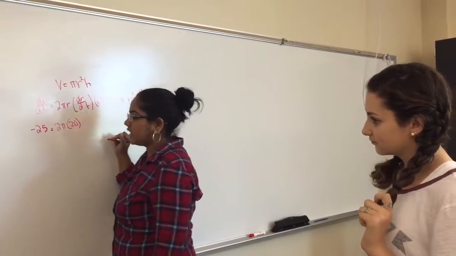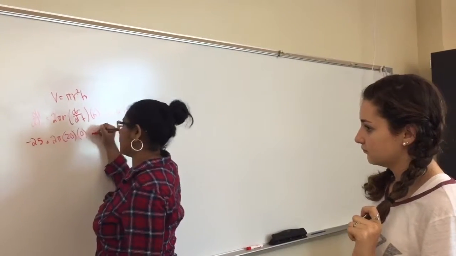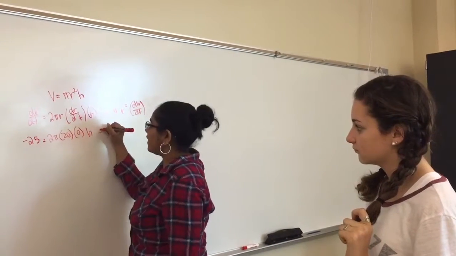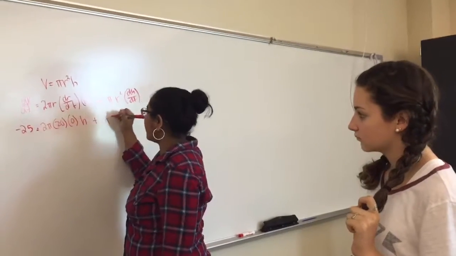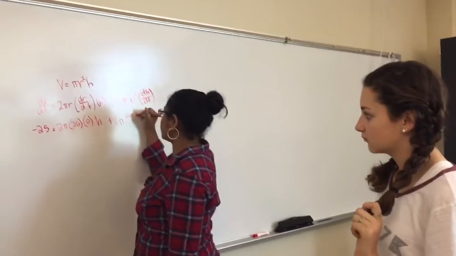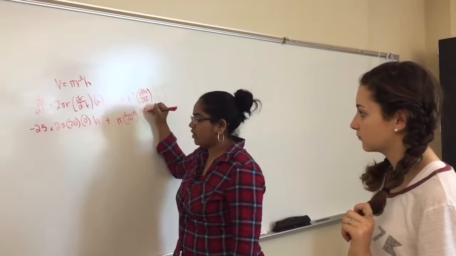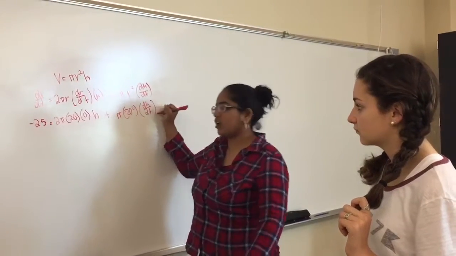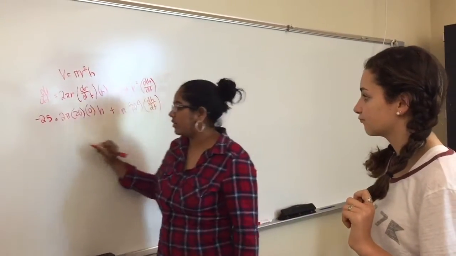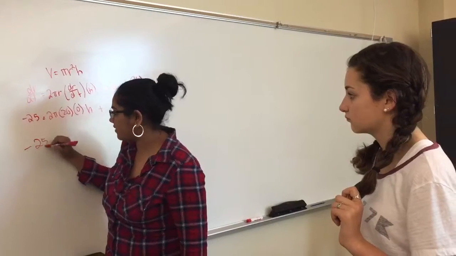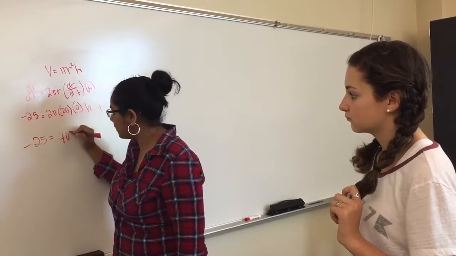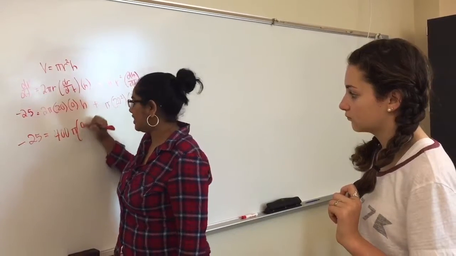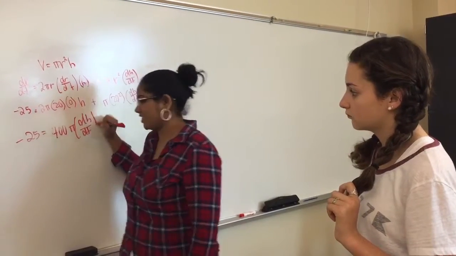And dr over dt is 0, so we just substitute that in and we put h where it was. And then we add pi, and then the radius is again 20, so we do 20 squared, and then we do dh over dt. So now we just solve for what we don't have. So we know that negative 25 is still constant, and then we have 400 pi dh over dt. Does that make sense so far?